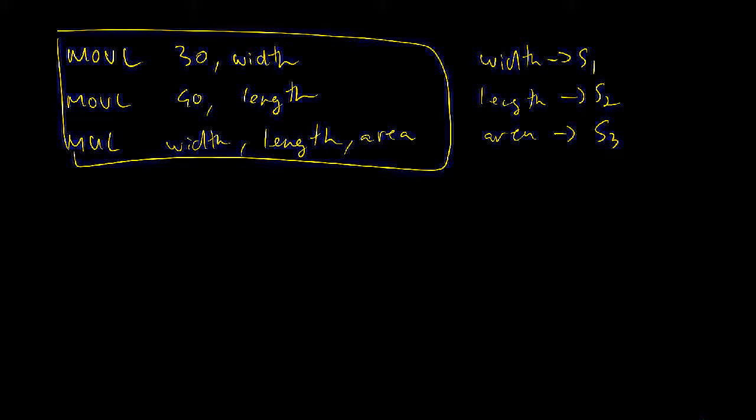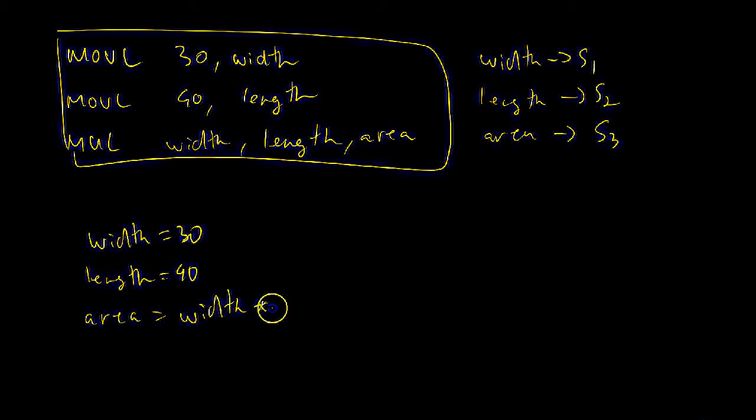But this still isn't that readable, and we can even go further. Let's say I don't like the move L instruction, and I want to go away from the notion of instructions in general, and I just want to be able to say width equals 30, and length equals 40, and area is equal to width times length.